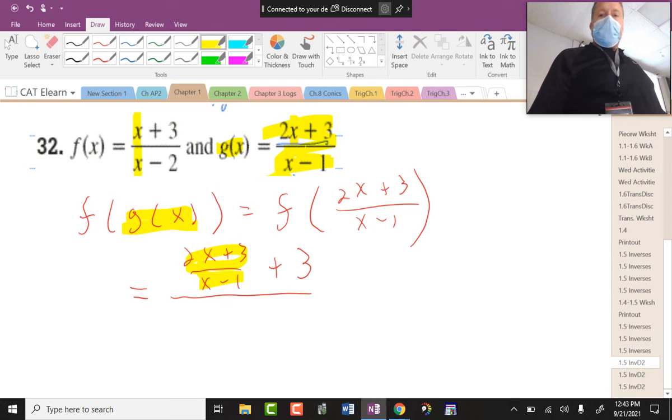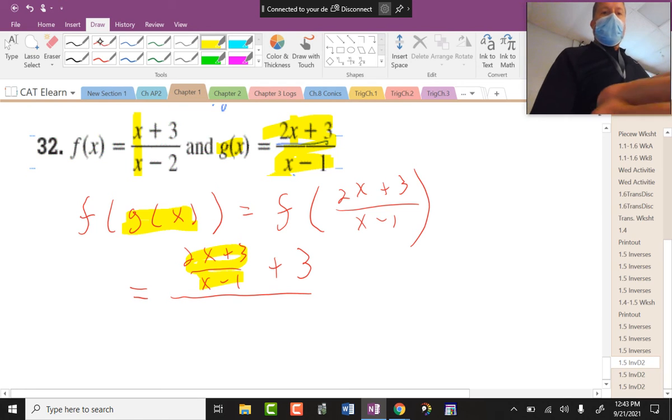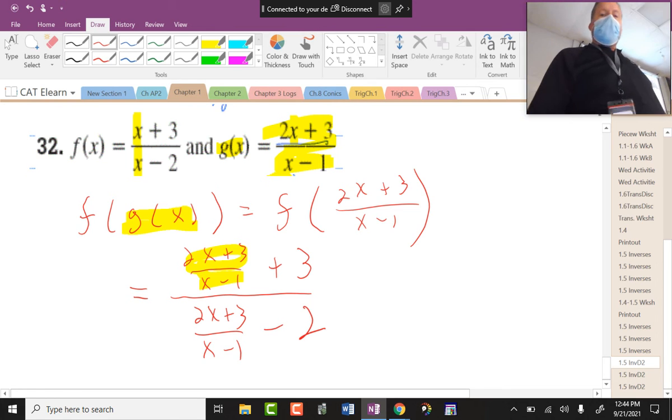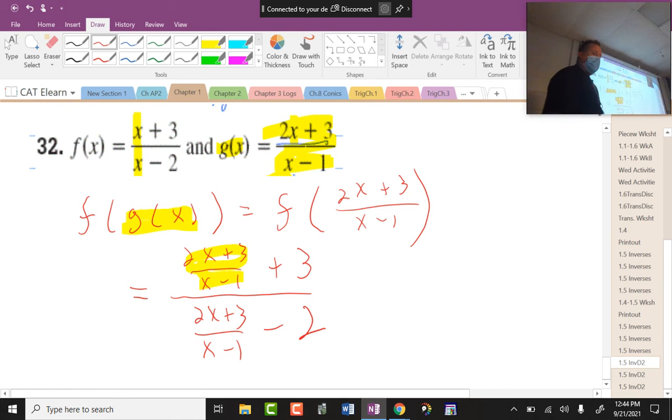And then wherever there is an x, I put a 2x plus 3 over x minus 1 yet again. Minus 2. All right, so I put that big fat minus 2 there.